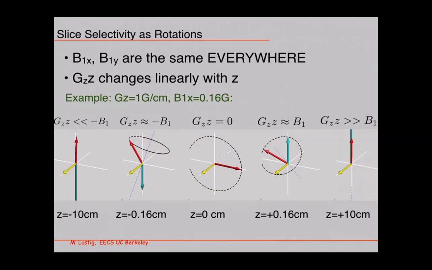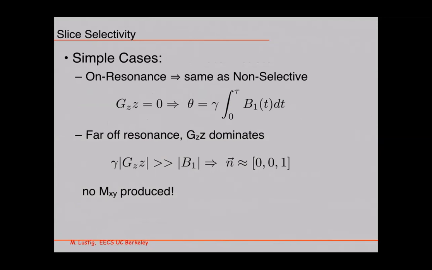Okay. So the simple case is on resonance, Gz equals zero. Then the flip angles add. The angle that we're going to be exciting is going to be gamma times the integral from zero to tau of B1 of t dt. That is going to be the flip angle on resonance, basically at z equals zero.